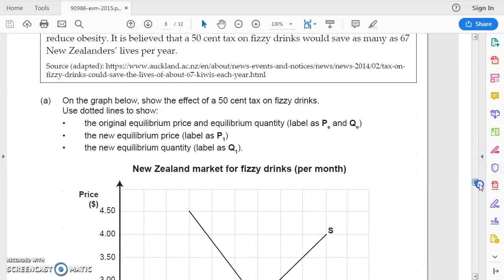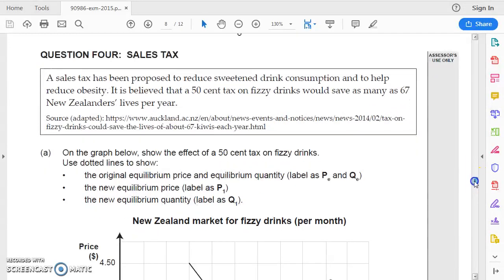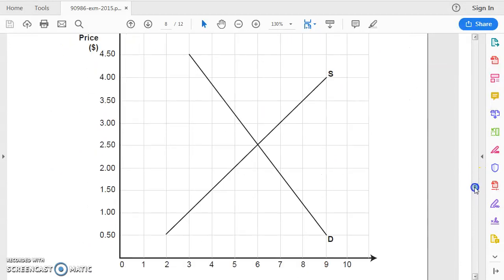So going back, all right. A bit of information usually will be something here, and basically it's going to help reduce obesity. Obesity is not a good thing, so it's 50 cents, going to save lives. So this sounds like a demerit good. Fizzy drinks must be considered bad for you, so therefore we're going to tax them to try and reduce consumption.